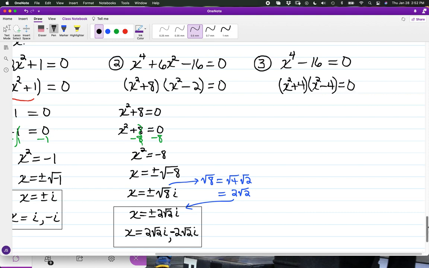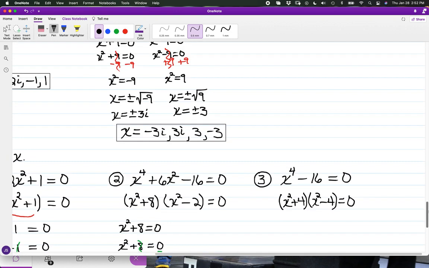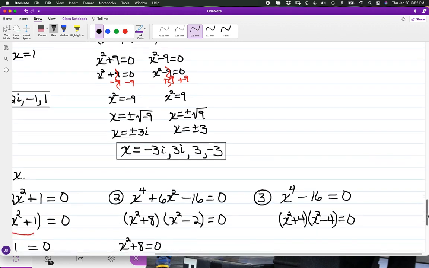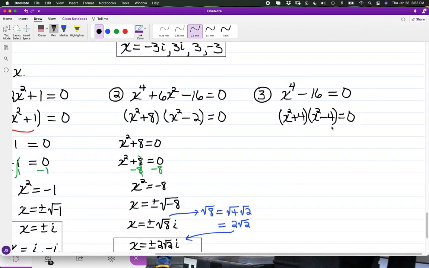Now, from the example before, when I had x squared plus 9 and x squared minus 9, I said x squared plus 9 was not factorable. X squared minus 9 was factorable, but I decided to go ahead and work with the square root property of equality for both. But for what I'm going to do here, now x squared plus 4, that expression cannot be factored into real integer coefficients, but for x squared minus 4, I think I'll go ahead and factor this one. So you have x plus 2 and x minus 2.